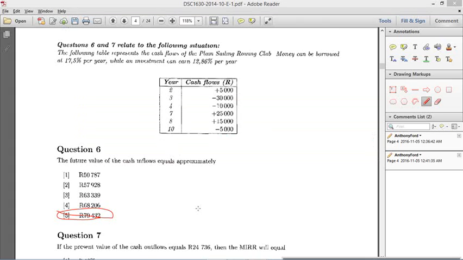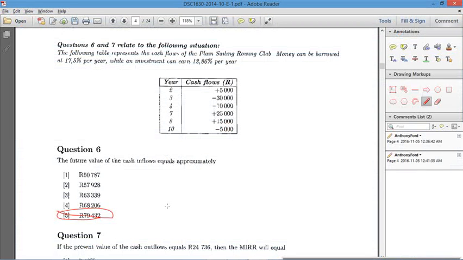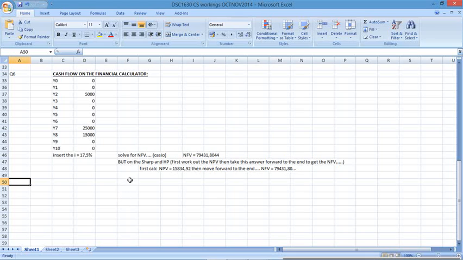Not option 4. Question 6 was looking at, this was the NPV. Question 5 actually. Yes, 5 is the right answer. Option 5 is the correct answer, the net future value.